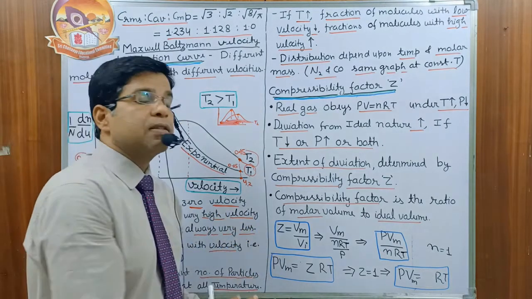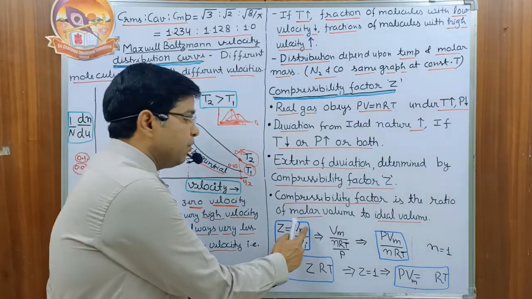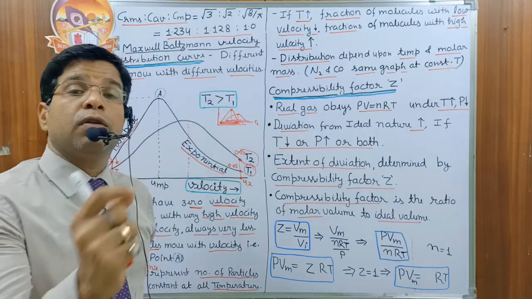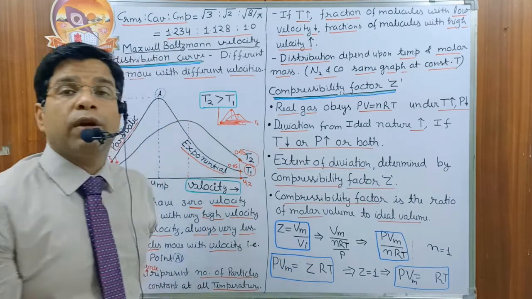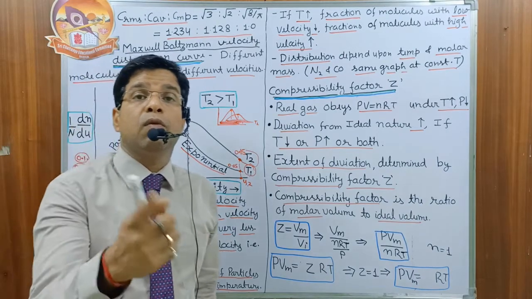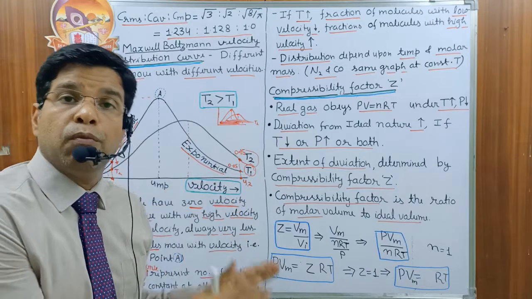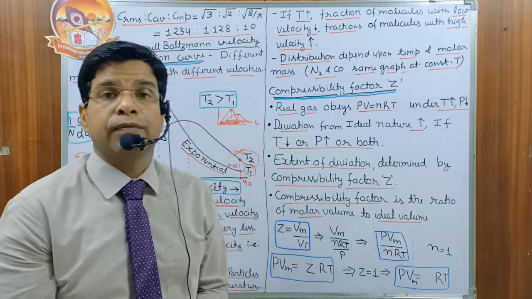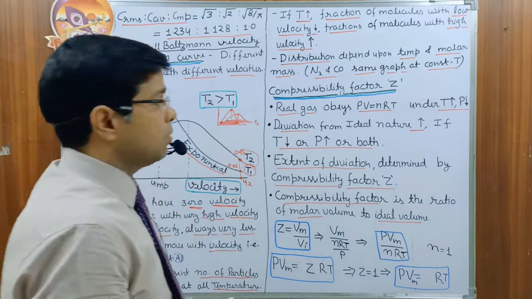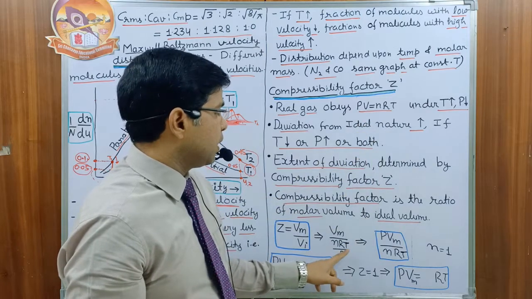Z is the symbol of the compressibility factor. And what is that? Z is the molar volume of the real gas divided by Vi. What is Vi? Vi is the symbol of the molar volume of the ideal gas. Then Z becomes equal to the molar volume of the real gas divided by the molar volume of the ideal gas, Vm upon Vi. We know from the ideal gas equation PV is equal to nRT, then the volume of the ideal gas becomes nRT by P.